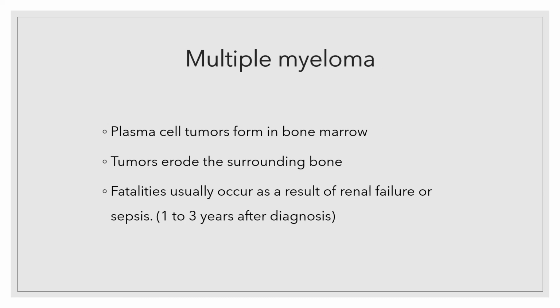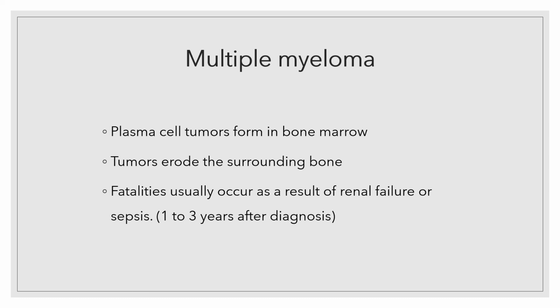Multiple myeloma is also known as plasma cell myeloma, and there's an unknown cause for someone to develop multiple myeloma. Could it be radiation exposure? Could it be viral exposure? These questions remain unanswered. These are plasma cell tumors that form in the bone marrow.